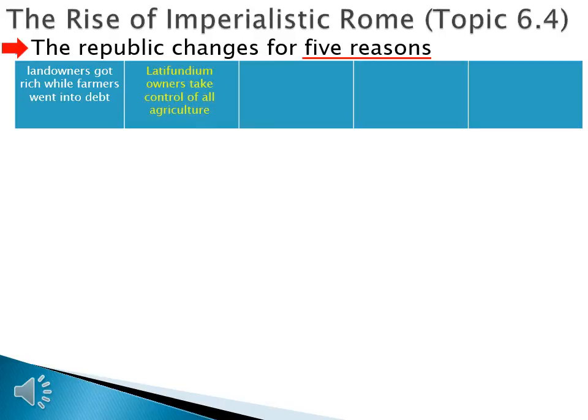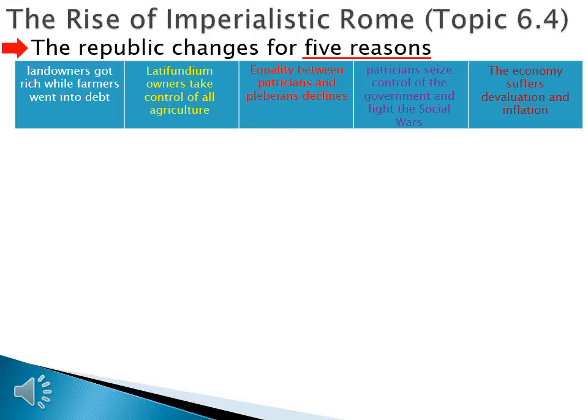Also, latifundium owners, those are owners of large farming estates, take control of all agriculture, and because of this, equality between patricians and plebeians declines, and patricians seize control of the government and fight the social wars. That causes the economy to suffer with devaluation and inflation. In other words, the plebeians are down and out, and the patricians are large and in charge.